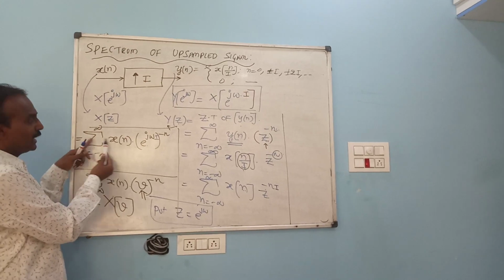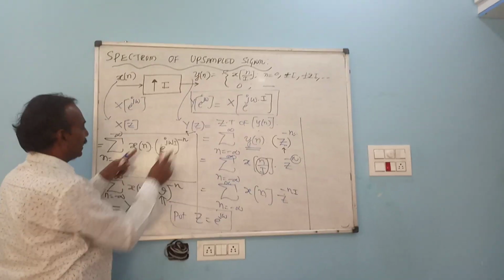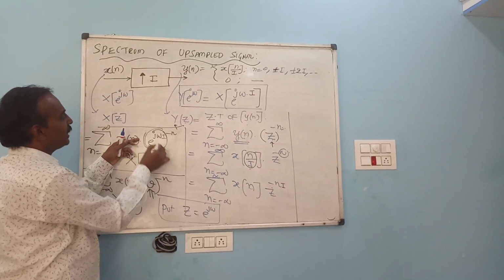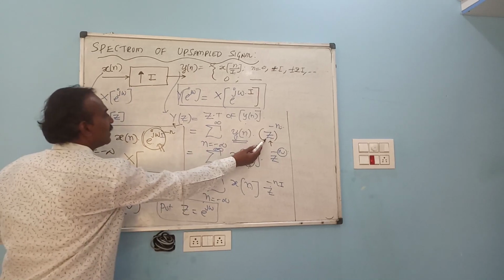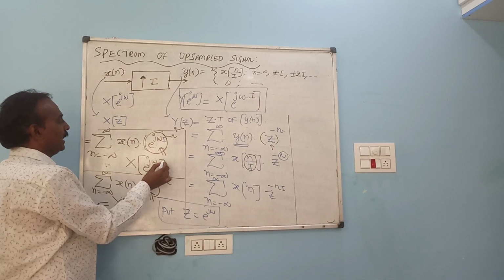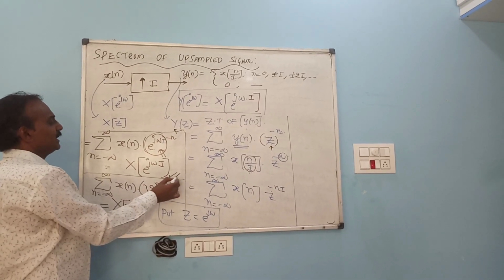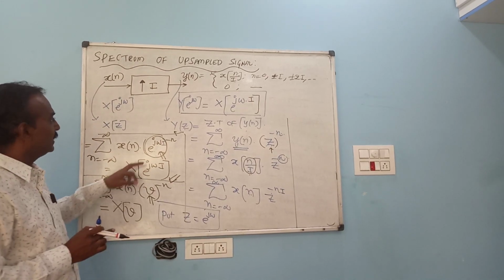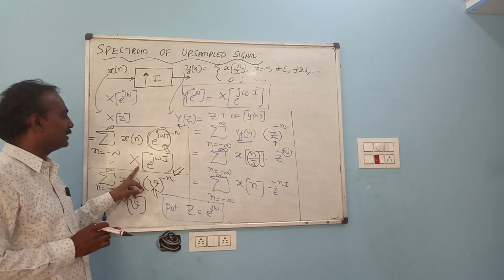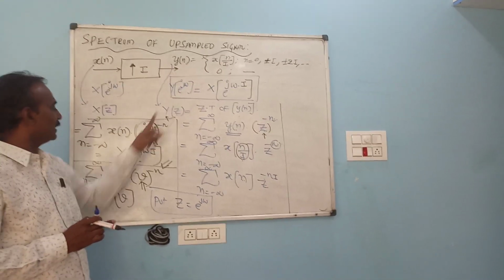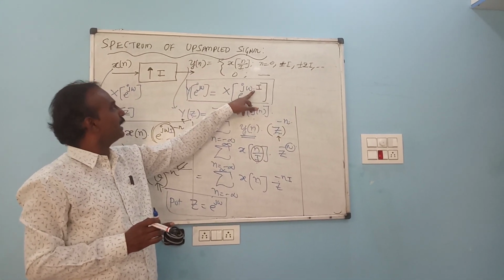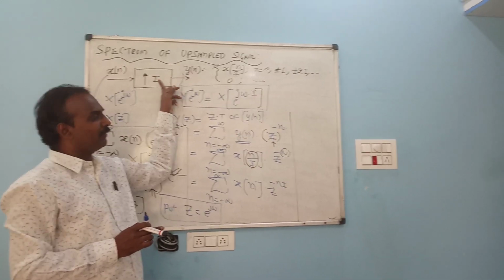In the same manner, summation x of n into some parameter to the power n. I can write small x converted to capital X, and to this parameter. This is the parameter I am writing instead of z, instead of v. Now this parameter is e power j omega I. So this is the spectrum, the frequency version of the upsampled signal. The spectrum of the upsampled signal is y of e power j omega, which is x of e power j omega I, where I is the upsampling factor.